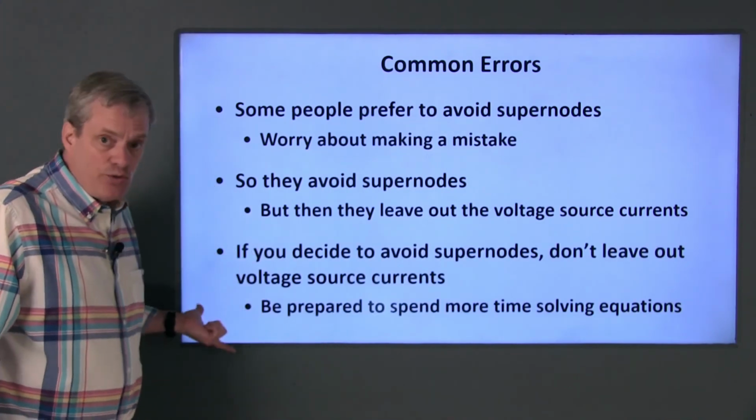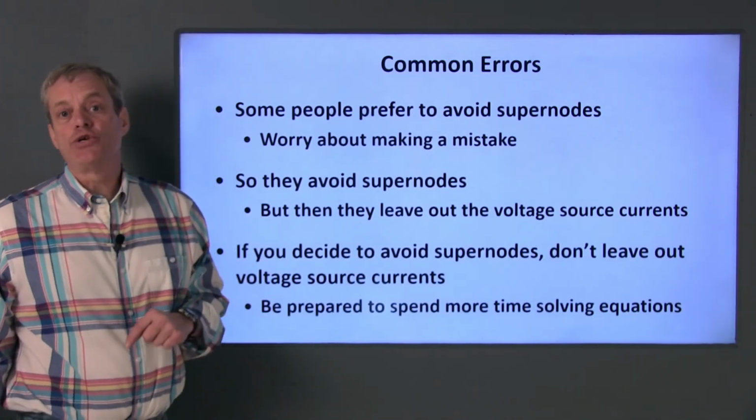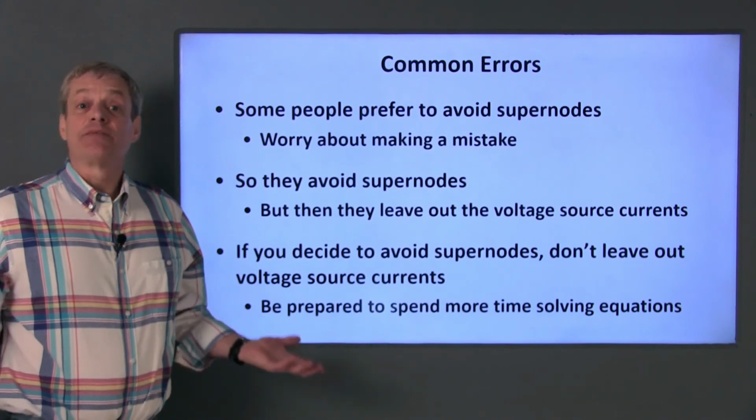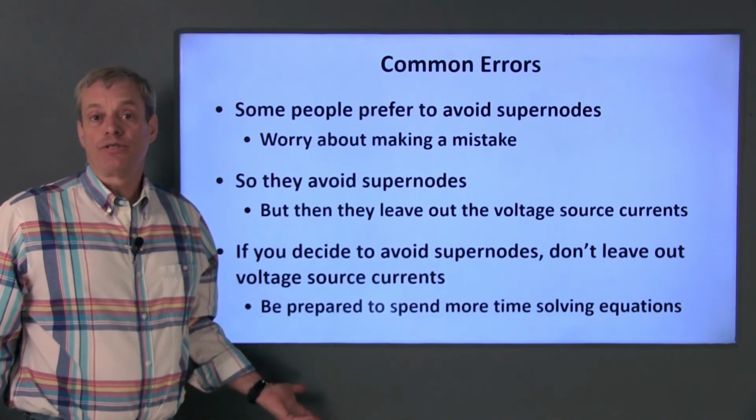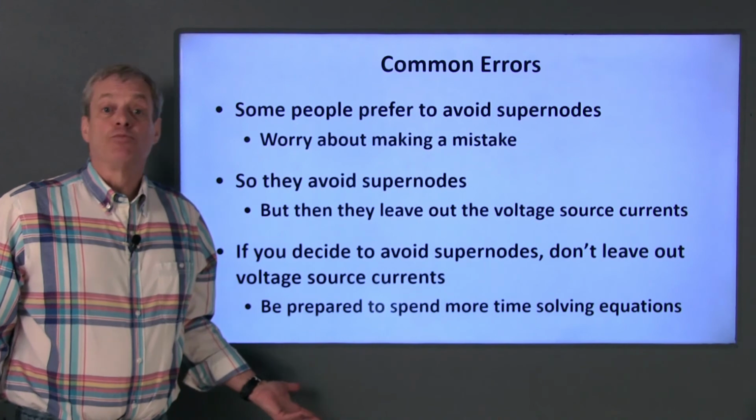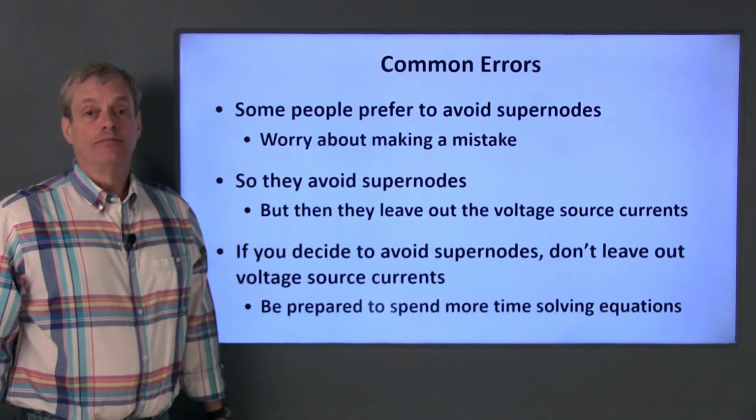So if you don't use supernodes, do make sure you account for all the currents, especially the currents through the voltage sources. You also need to be ready for more work solving the equations. It's worthwhile becoming comfortable with supernodes. However, if you absolutely want to avoid them, make sure you properly define all of the necessary variables, especially currents through voltage sources. Whatever you do, don't assume those currents are 0.